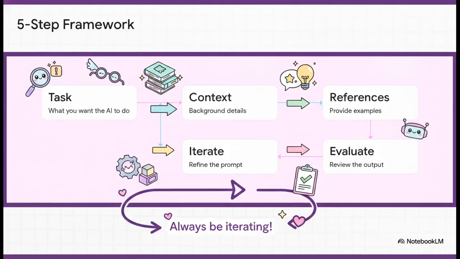Now, the core of all successful AI interactions, and honestly the absolute prerequisite for building those autonomous agents later on, is this foundational 5-step framework. First up, the task. What exactly do you want the AI to execute? Second is context. And this is where things usually go off the rails. Missing context completely derails the output. The more background details you give, the more targeted the response.